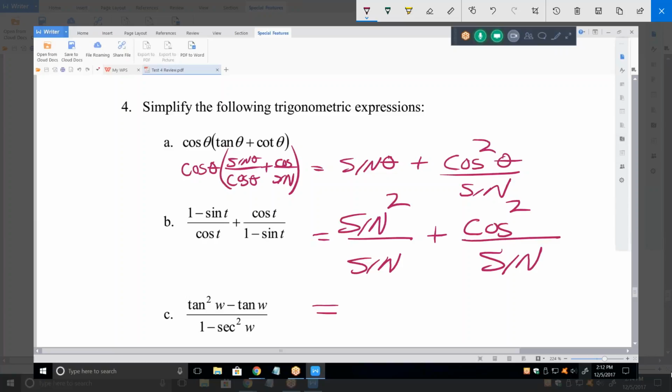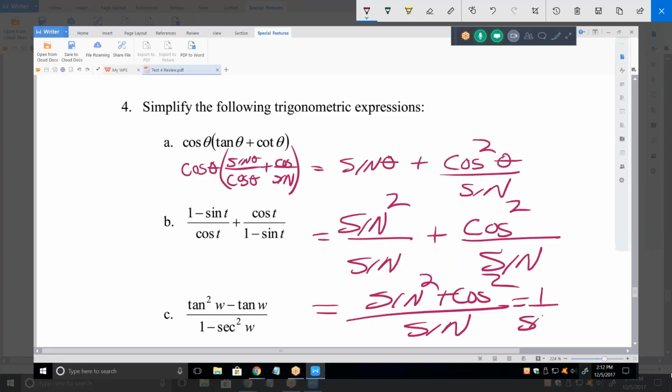So now what are we looking at? We're looking at sine squared plus cosine squared all over sine, right? In other words, you don't change the common denominator. It stays the same, and you operate on the numerators. So it'd be 1 over sine. And what's that equal to? Cosecant. There you go. There's your answer.